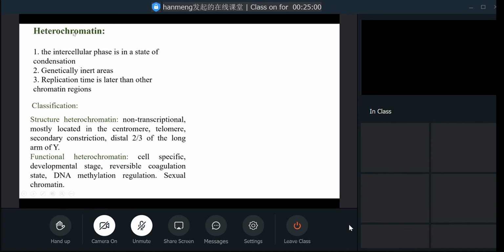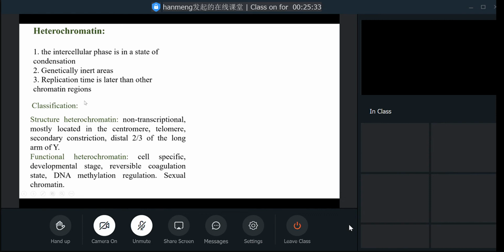The heterochromatin in the interphase is in a state of condensation, and it is generally in inert areas. Regarding replication, although all the DNA sequence can be replicated, the replication time is later in the heterochromatin area than in other chromatin regions.